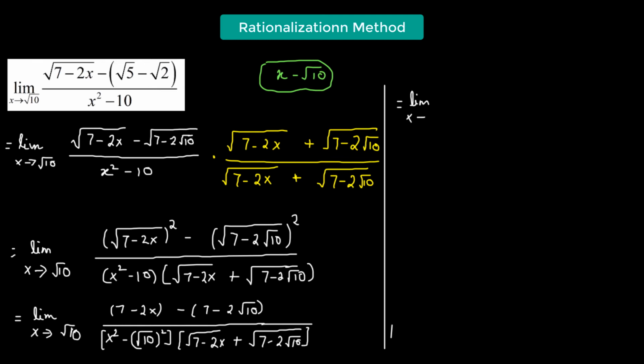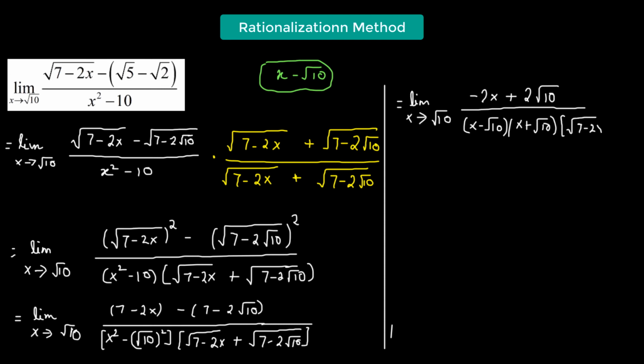So we have limit x going to the square root of 10. In the numerator, the 7 and 7 will get cancelled out. So we'll be left with negative 2x plus 2 times the square root of 10, divided by, we're going to factorize x squared minus 10 as x minus square root of 10 multiplied by x plus square root of 10, and we have the remaining terms, which is square root of 7 minus 2x plus the square root of 7 minus 2 root 10.